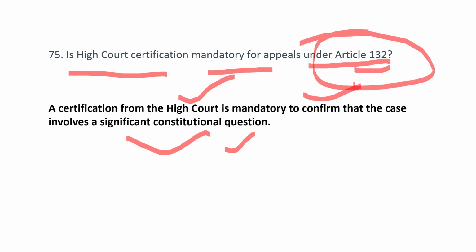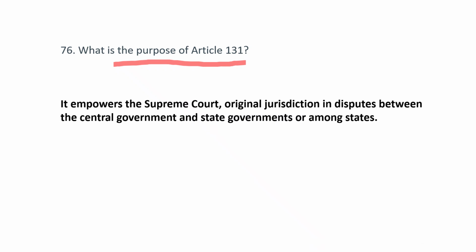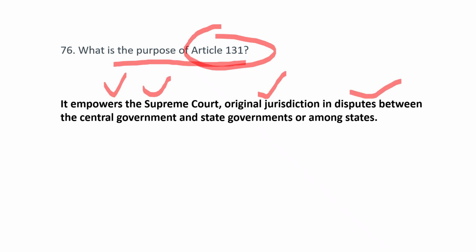In the previous question, under Article 132, we have seen the appellate jurisdiction of the Supreme Court in the matters involving substantial questions of law. Okay, next question. What is the purpose of Article 131? The answer is, Article 131 empowers the Supreme Court with original jurisdiction in disputes between the central government and state governments or among the states.